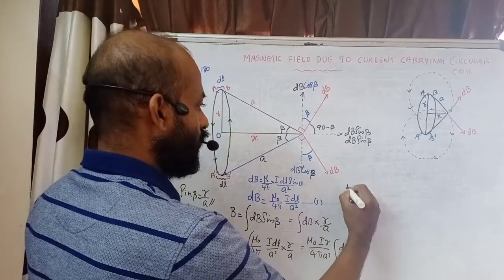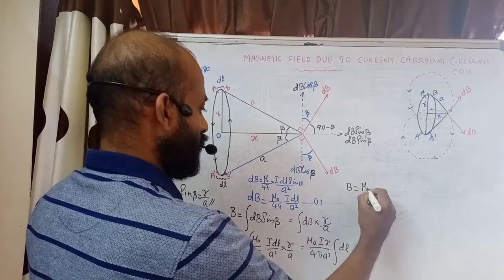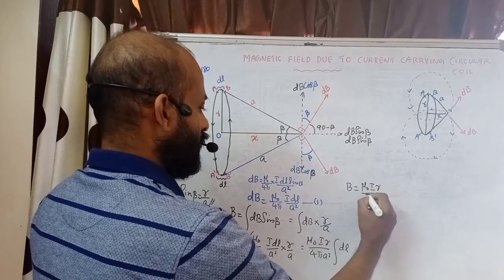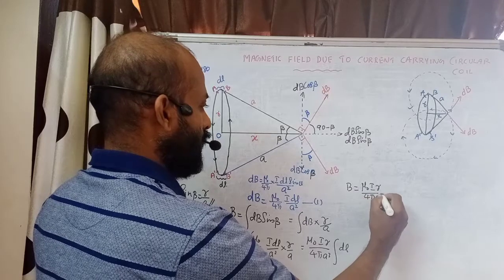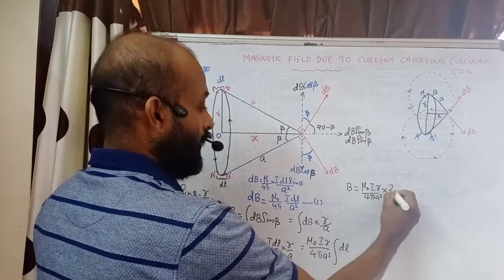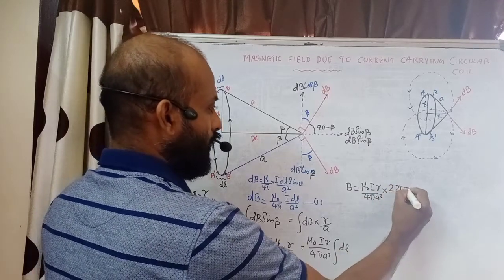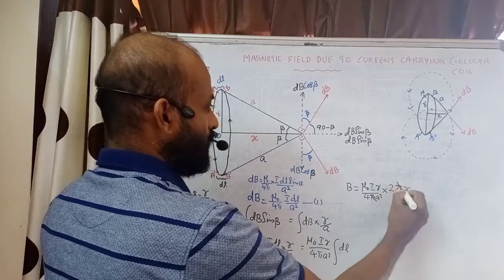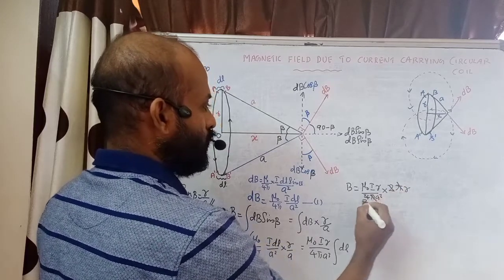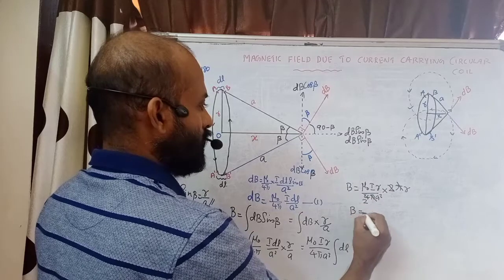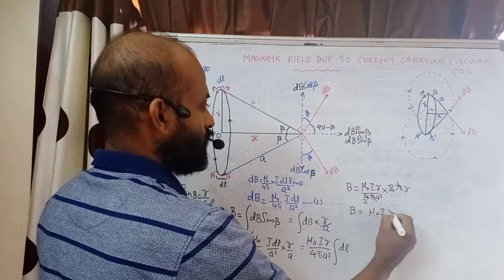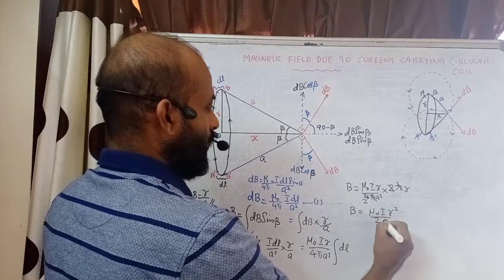We have B is equal to, what is the equation? Mu 0 I r by 4 pi a cube into integral dl, which is equal to 2 pi r. Pi cancels, 1 and 2 cancel, you will have 2. So what is the resulting equation? B is equal to mu 0 I r square by 2a cube.